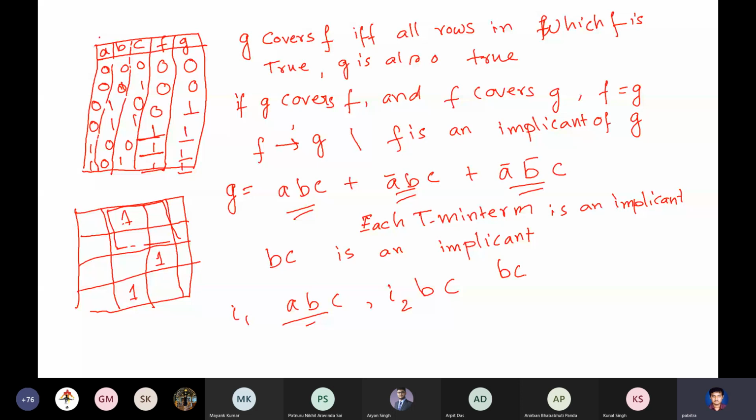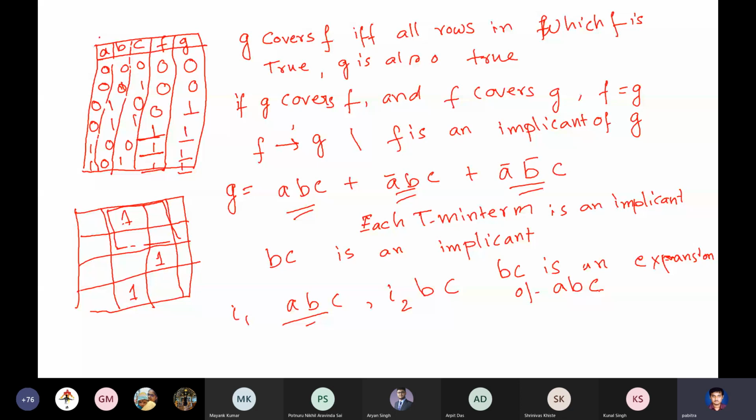Can anybody tell me why I've reduced? I've eliminated a variable, but still I'm calling it an expansion. Can anybody tell why I'm calling it an expansion? Any guess why I'm calling it an expansion, not an elimination? Of course, it is an elimination of a literal, but I am calling it an expansion. Can you tell me why?